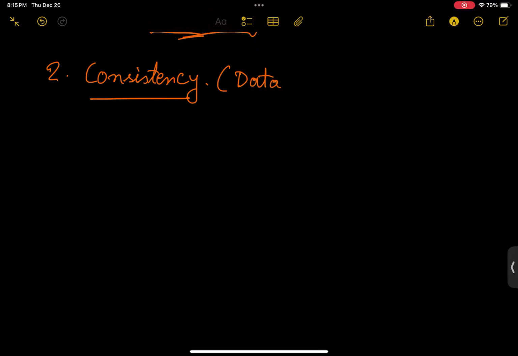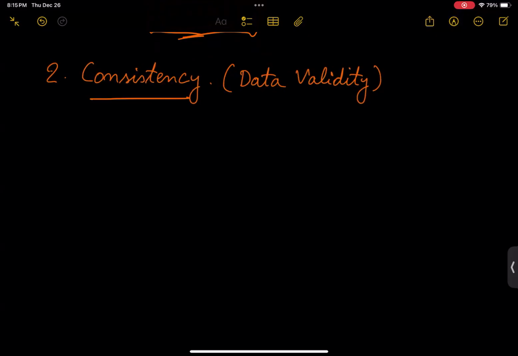Okay, let's move on. Number two. Number two was what? Consistency. Consistency in general is nothing but data validity. So what do we mean by that? It means, at a high level, that a transaction executed within an OLTP database, when initiated, must bring the database from one valid state to another valid state.